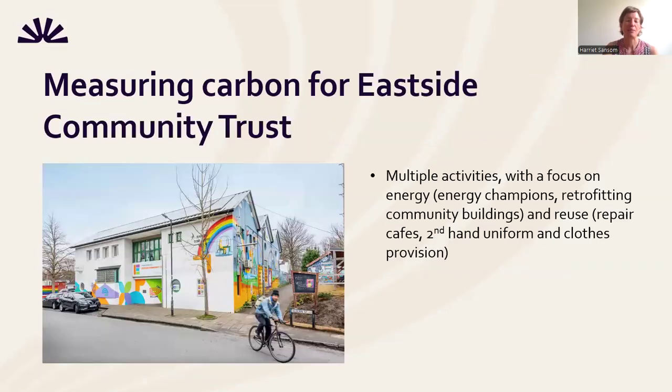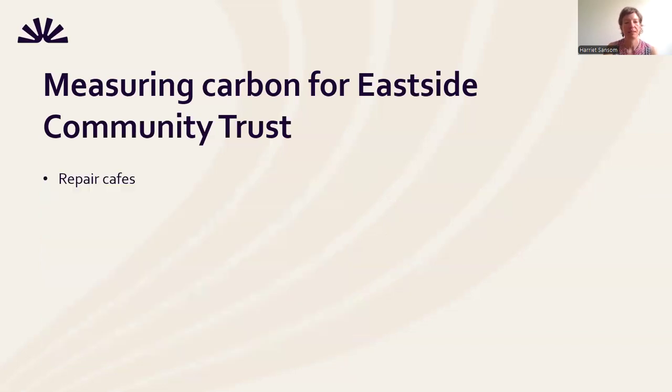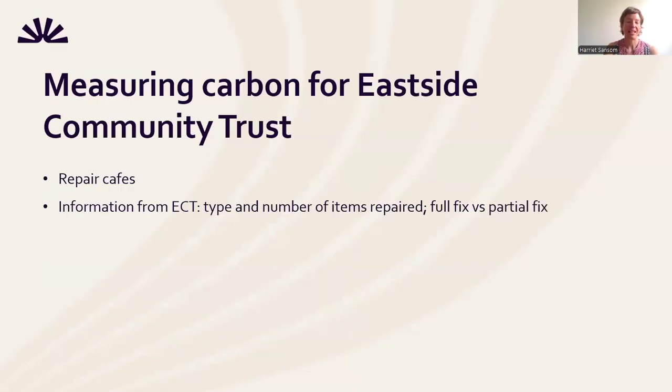And then another case study was Eastside Community Trust. They are an anchor organisation based in Easton and Lawrence Hill area of the city, and they did an activity with a focus on energy and reuse and repair. So for their repair cafes, we again made sure we understood what type of information we needed from them: the type and the number of items repaired, and the degree to which items were repaired.